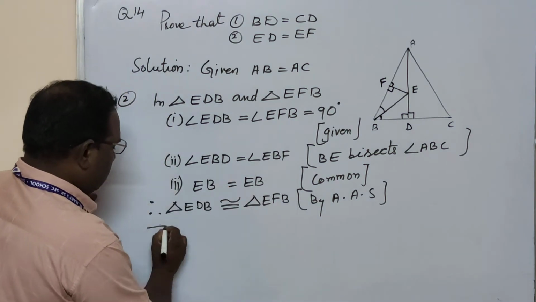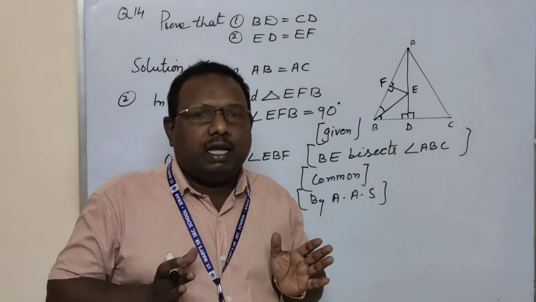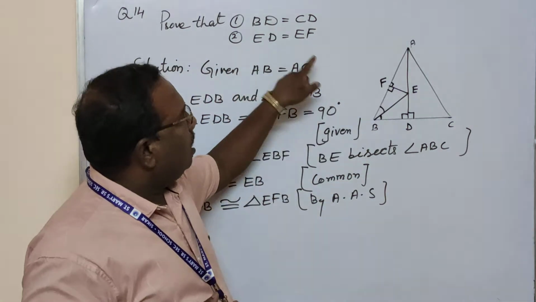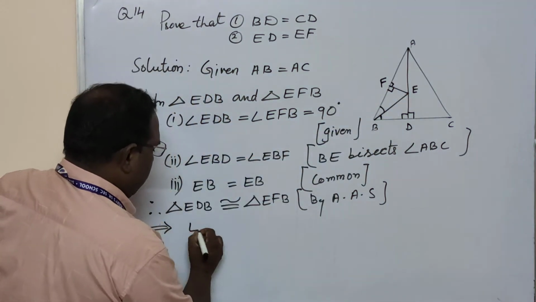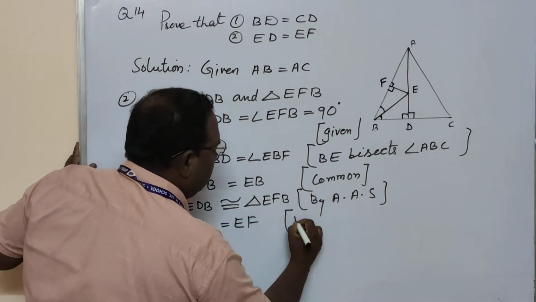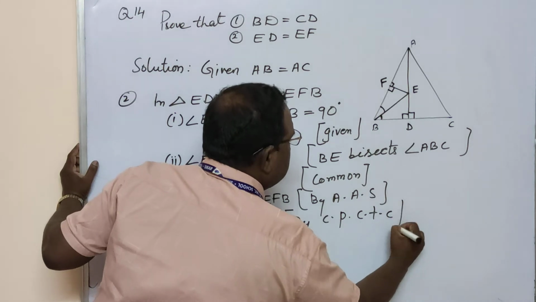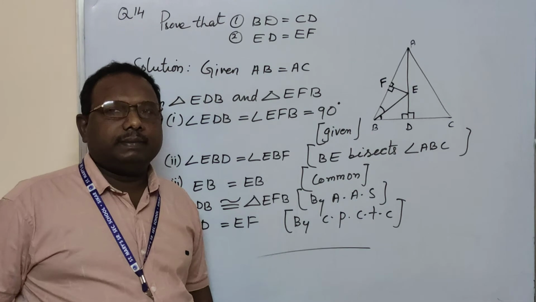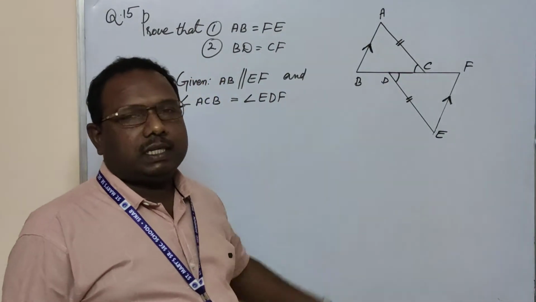Which implies if these two triangles are congruent, their corresponding sides are equal. So corresponding sides, let's write this: ED equal to EF, which implies ED equal to EF by CPCTC. This is the solution of the second part. Now let's do the last question of this exercise.